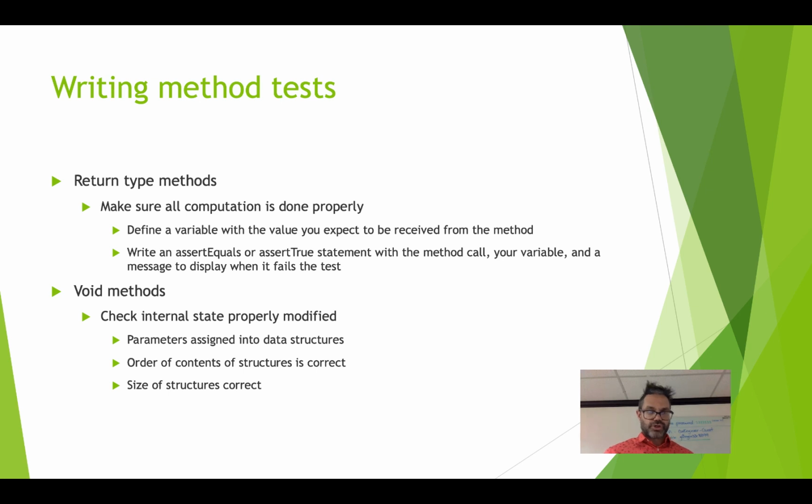We write an assert equals or assert true or assert not null, whatever assert type we're checking. We pass it the method call, the variable we're working with, and a message to display after it fails the test. If we're checking a void method, we want to make sure the internal state is properly modified.